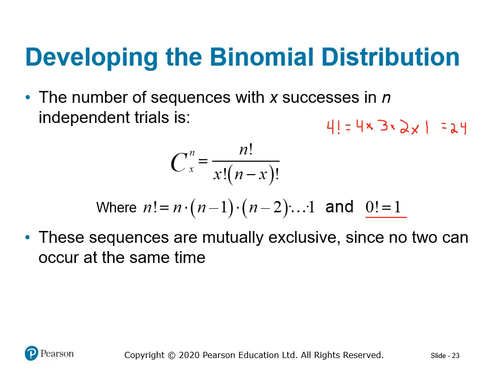So these combinations, these sequences are mutually exclusive. That means they can't occur at the same time. In other words, we're tossing our coin 10 times. I toss my coin, and I get heads one time, tails the next, heads the next, and so on. But I can't get heads and tails on the same toss. I either get heads or I get tails.